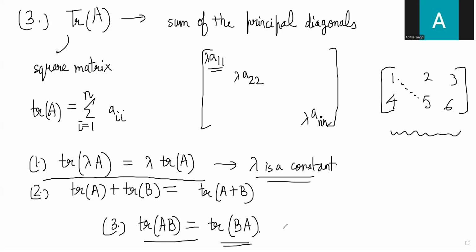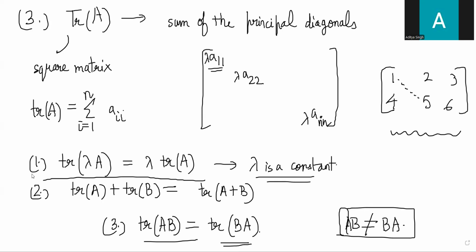AB and BA do not need to commute for this property to be true. Do you understand what I'm saying right now? Yes sir. AB does not need to be BA. Still, this property will be true. Okay. You can test it out with a few example matrices. It will work out. Right. Yes sir.